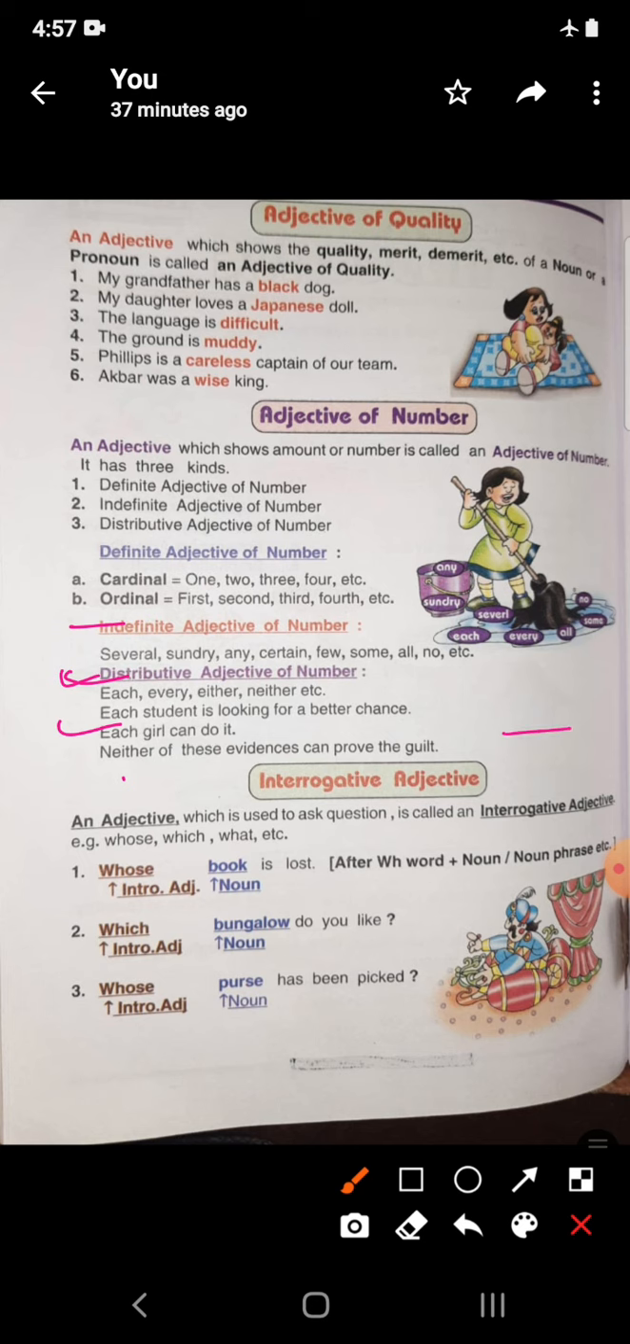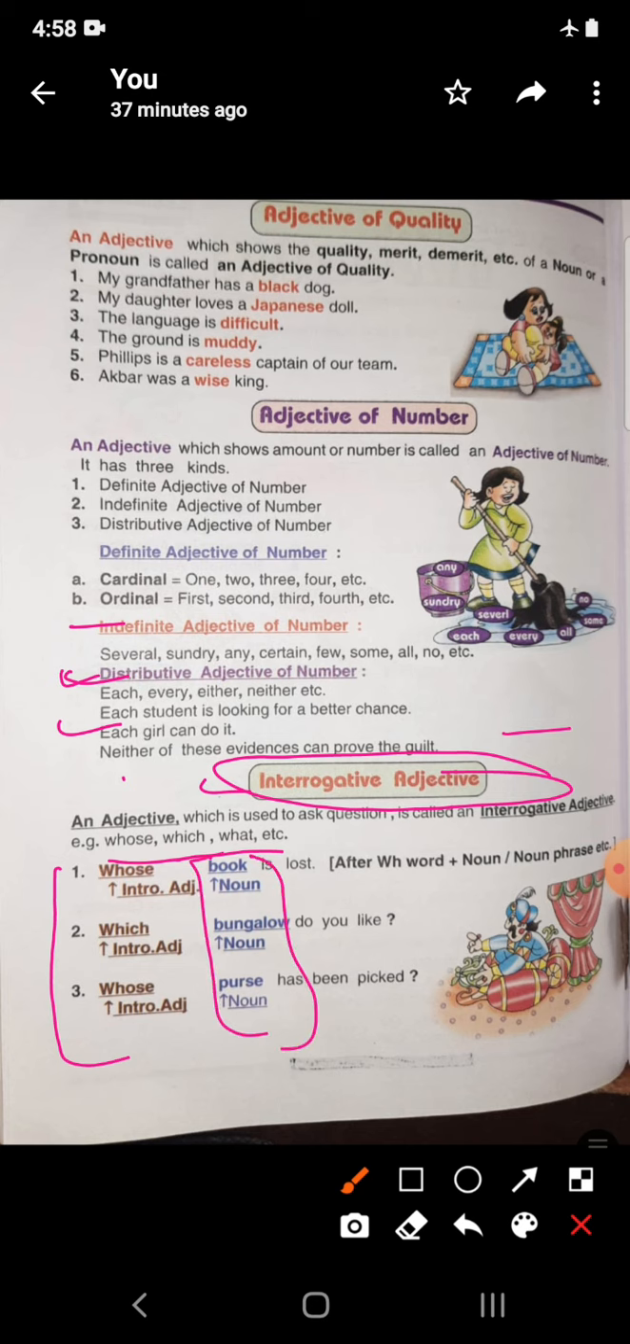Okay, then another kind of adjective is interrogative adjectives. These are basically the same question words which act as interrogative pronouns. In interrogative pronouns, these words were followed by the verb. Here you will see the question words which, whose, what, they will be used along with nouns. A noun will come after them. Whose book is lost? Book is a noun. The word whose is directly used with the noun. It becomes an adjective. Since this word asks a question, it becomes an interrogative adjective.